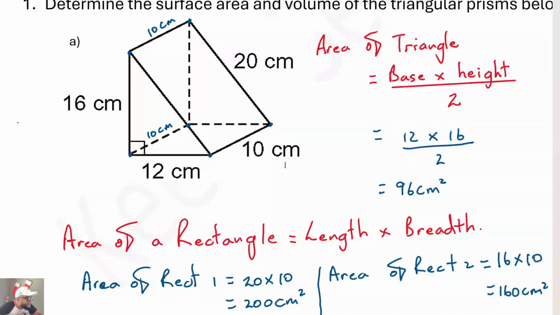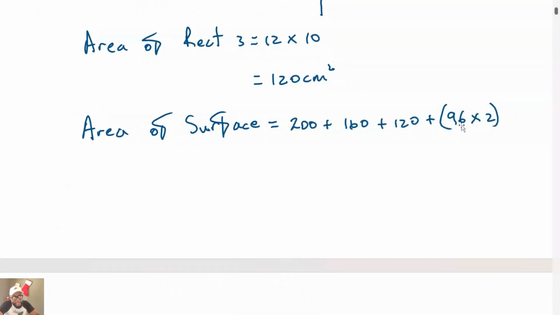Because it's going to count for 1 triangle. Right? That area of the triangle, there's just the area of one triangle, brothers and sisters. I need the area of the two triangles. There's a triangle in the front, right? Alyssa, you see it has two triangles here? Yes, sir. Right. So you need the area of the two triangles. That's why I put 96 multiplied by 2.